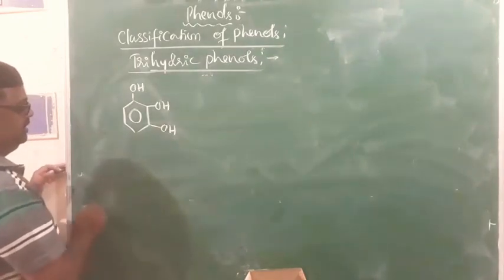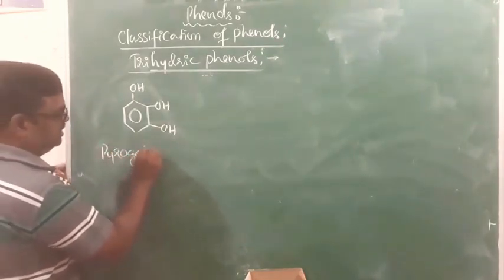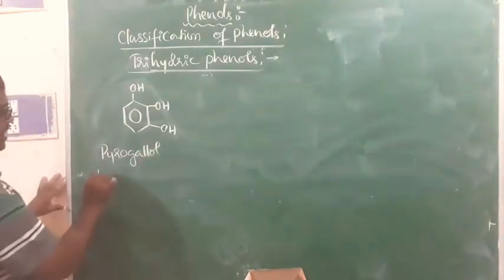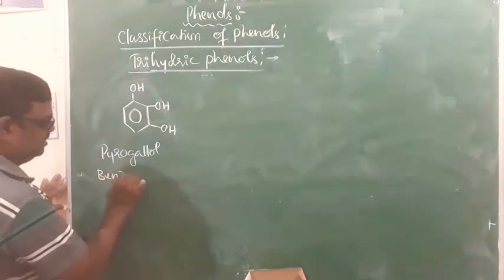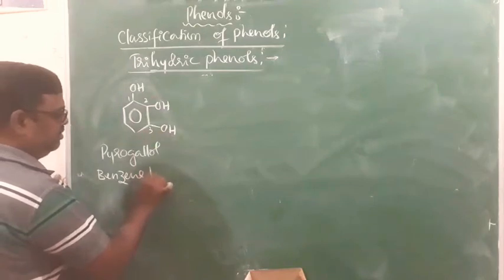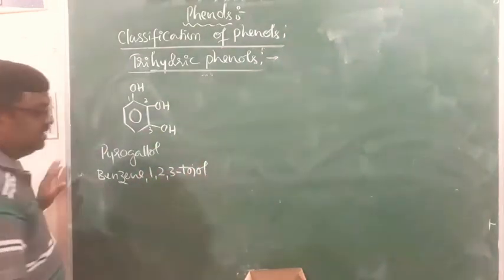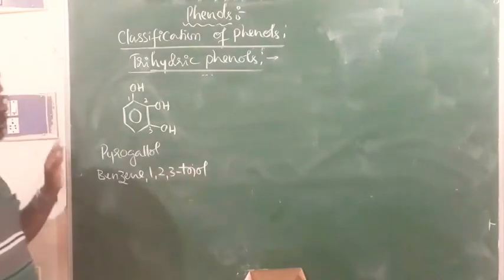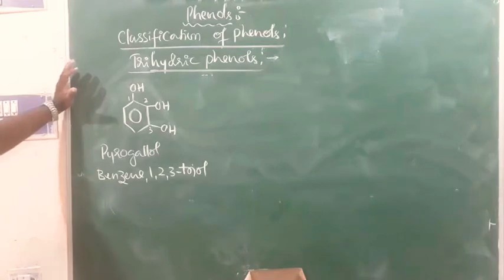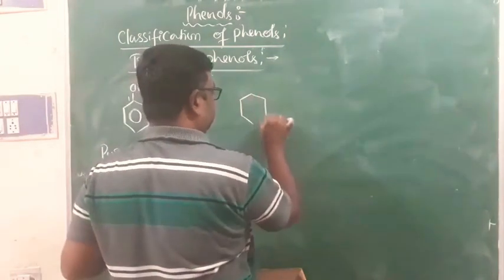So this is what we call pyrogallol. Pyrogallol is the common name of this compound. Or you can say benzene 1, 2, 3 triol, because 3 OH groups per molecule. Or you can also write it as 1, 2, 3 trihydroxybenzene, right?